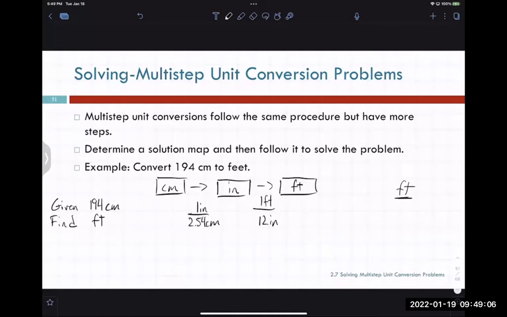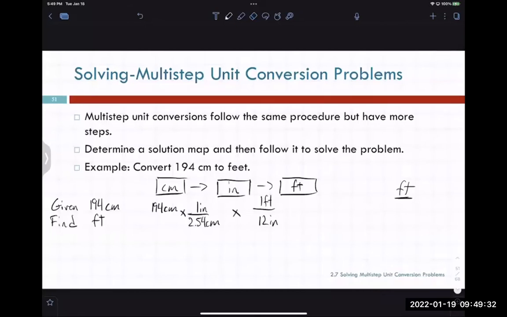So you can solve this 1 step at a time if you want. If we put 194 centimeters, we're going to multiply that, and then we'll get some number in inches in this middle section here. But we don't have to stop there and do the next calculation. We could just also multiply by this other conversion factor.